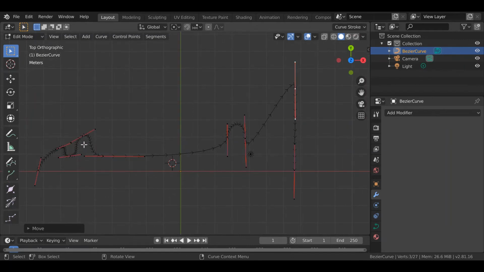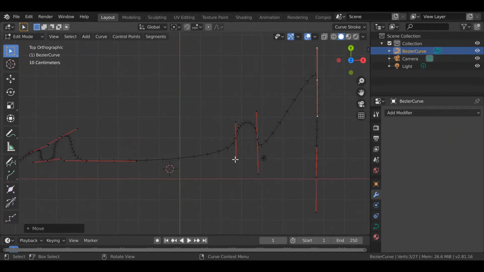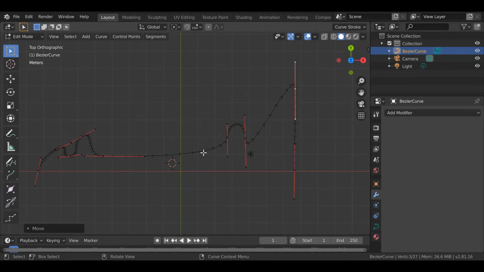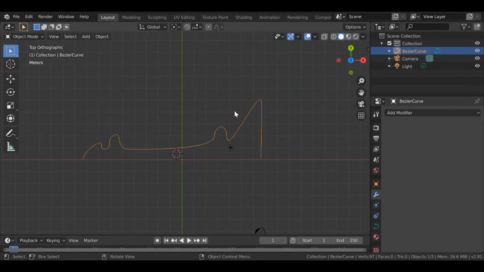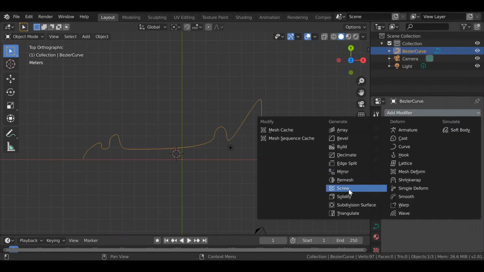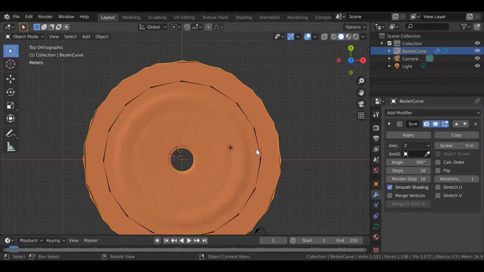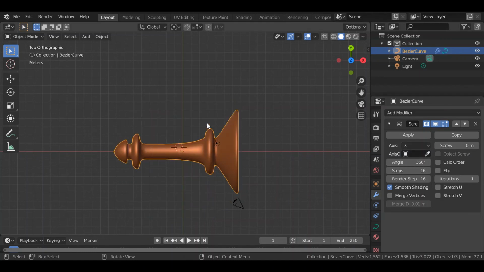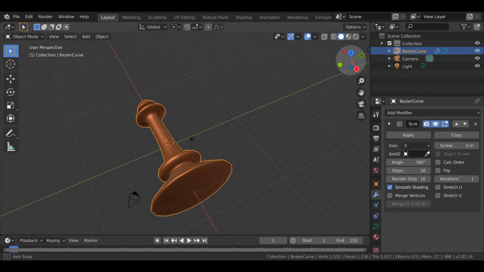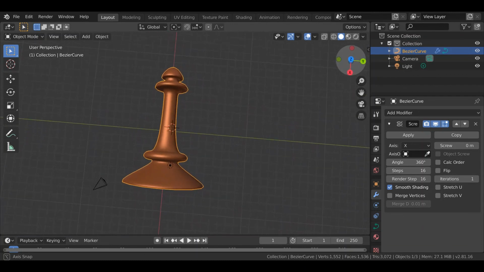So these are all the control points you can use. I have just said before. So press Tab again, so we get just the curve. And now I go ahead and make it into a model. So screw, and let me just change the axis to X, and voila, we have our beautiful little chess pawn.